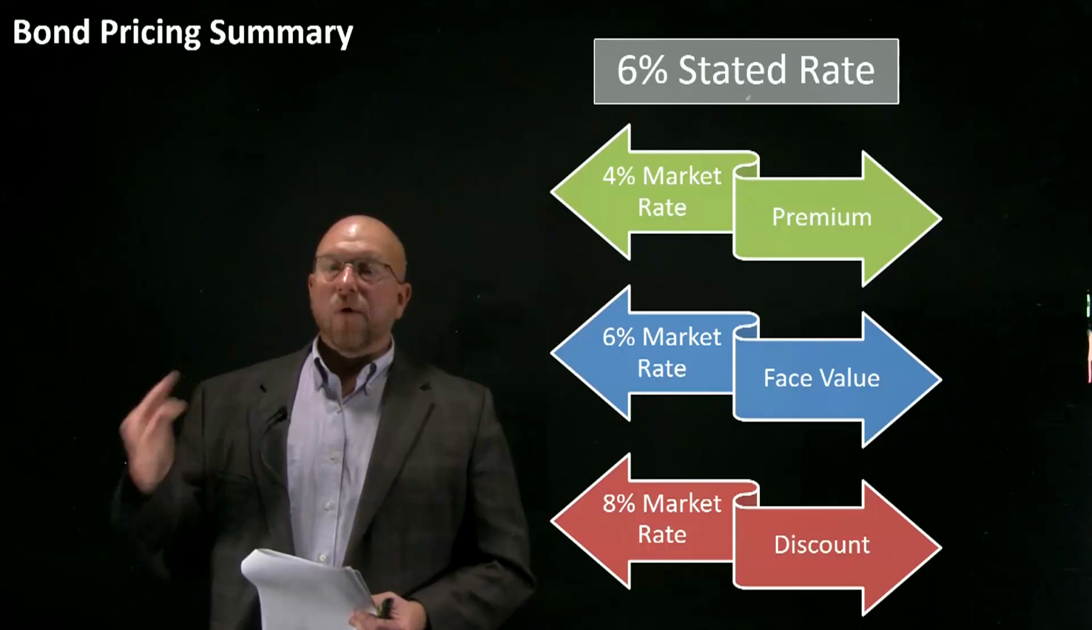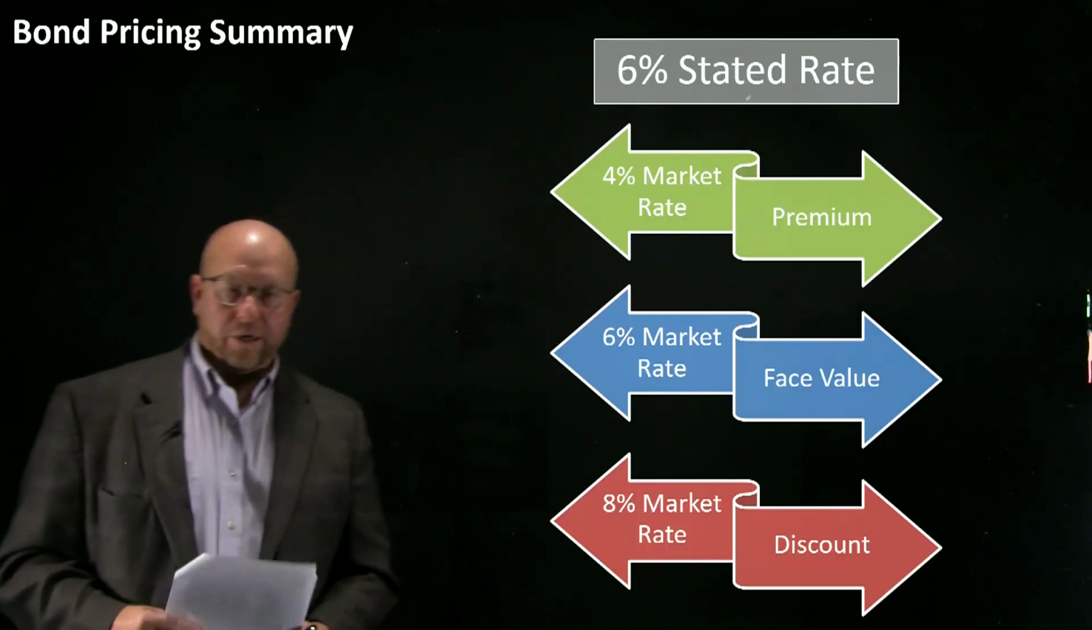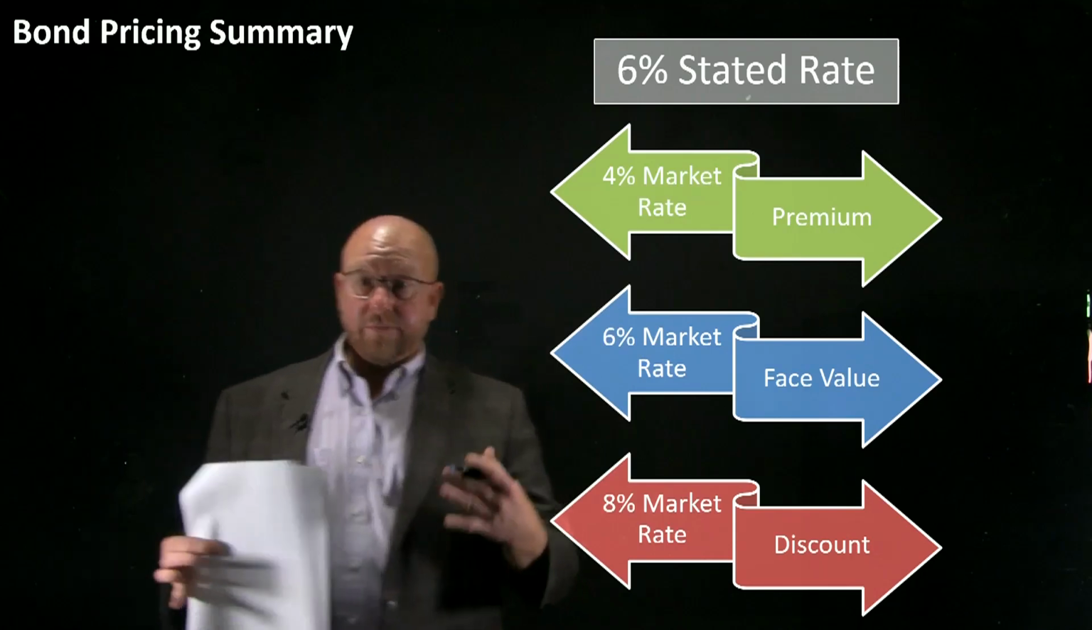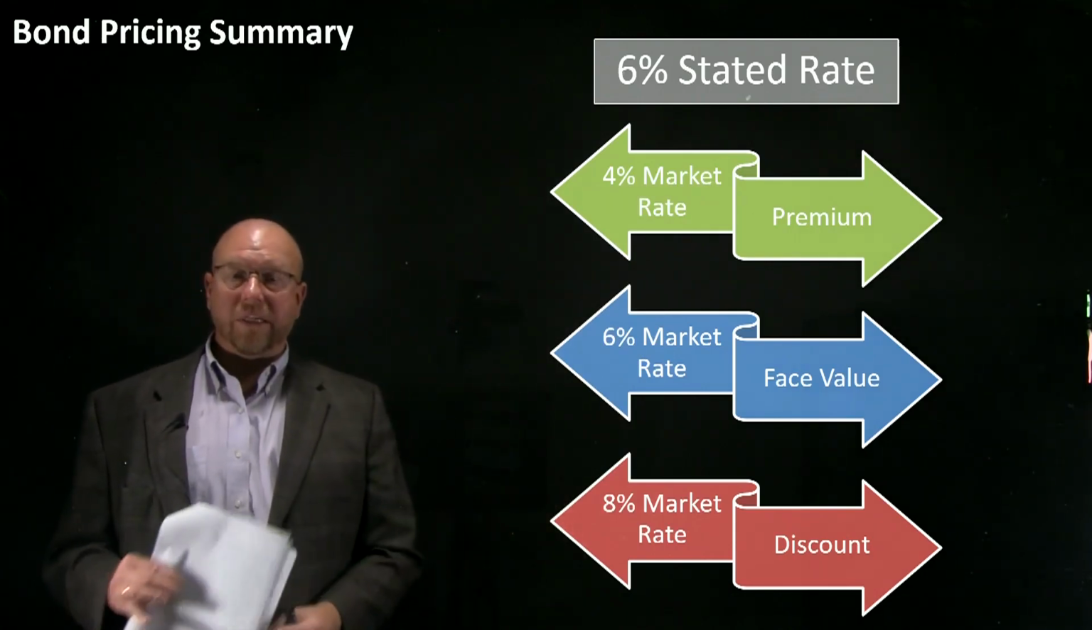So here's an overview of the possible scenarios. In each of these scenarios, our bonds pay 6% because that's the rate. That's the stated rate of these bonds.